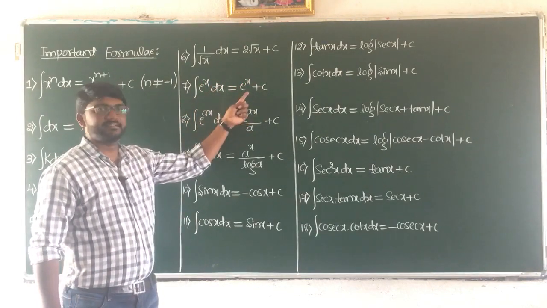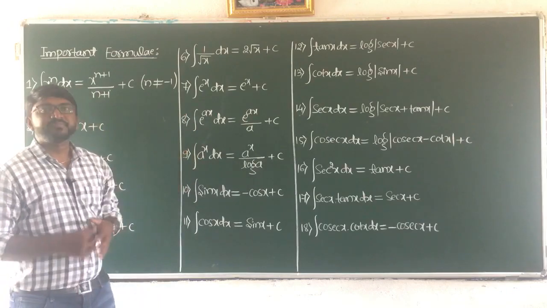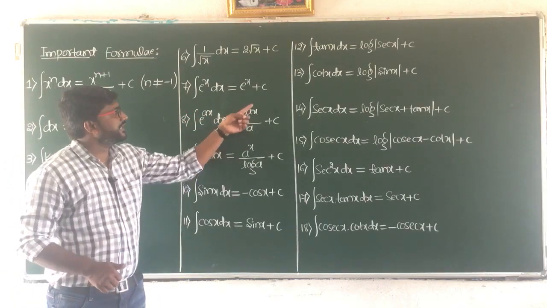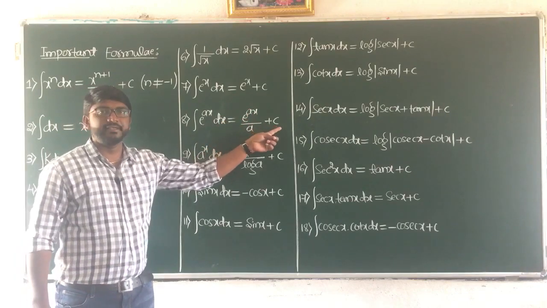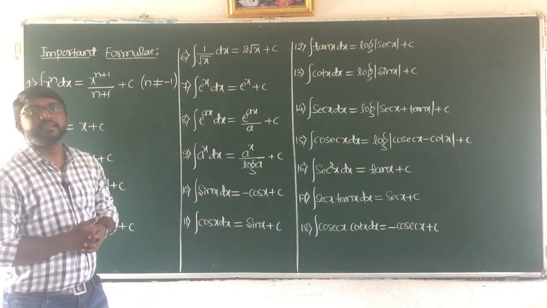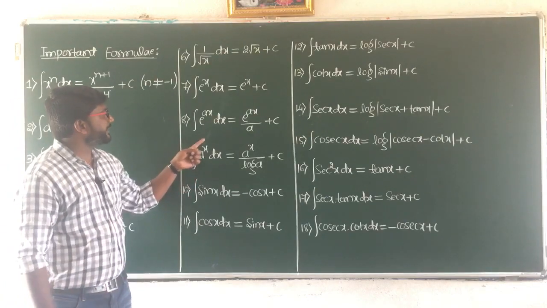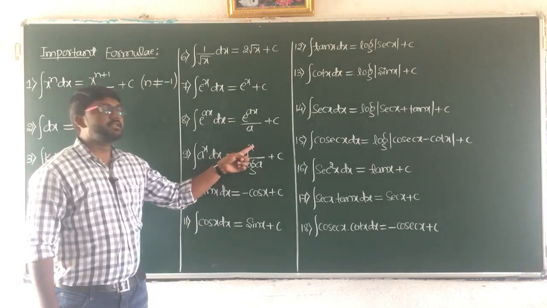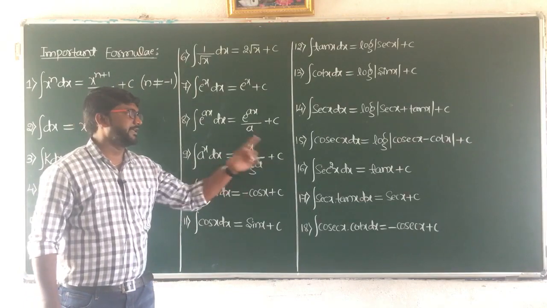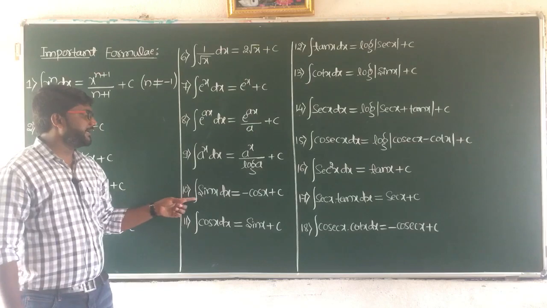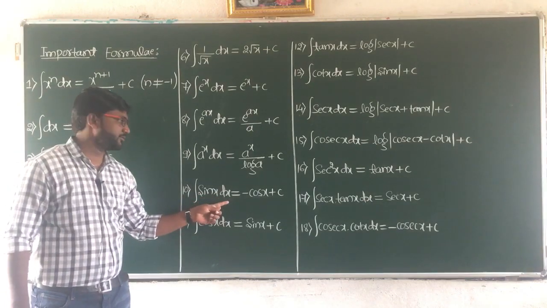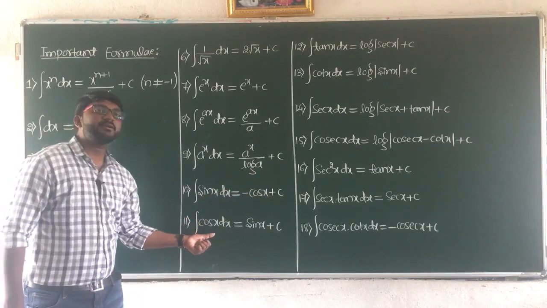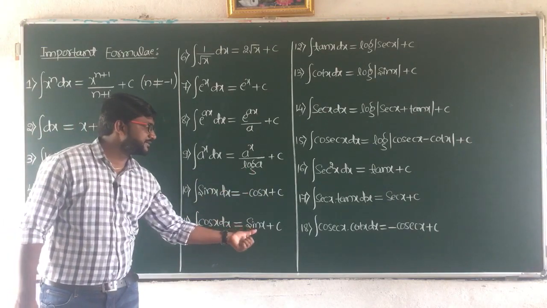This remains as it is. Then the eighth one, integral e to the power ax dx equals e raised to ax divided by a, plus c. Then the ninth one, integral a to the power x dx equals a to the power x divided by log a plus c. And the 10th one, integral sin x dx equals minus cos x plus c. And the 11th one, integral cos x dx equals sin x plus c.